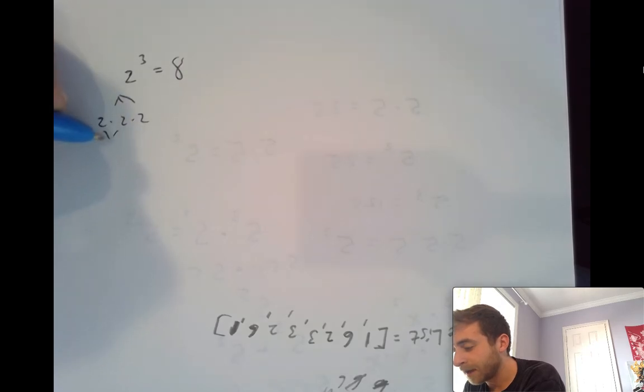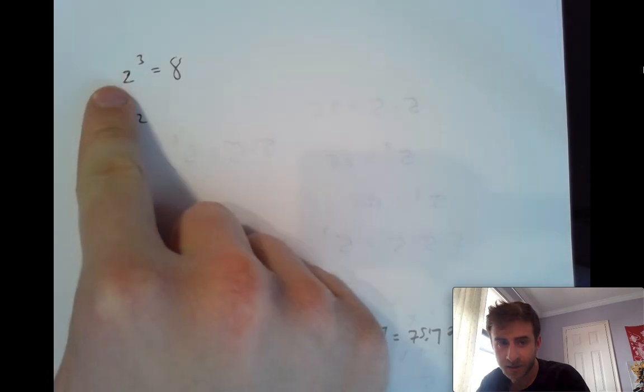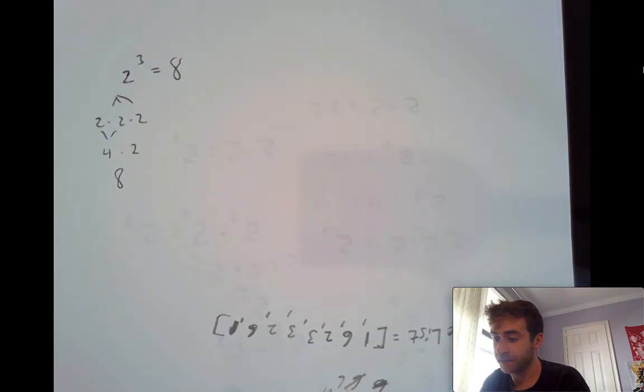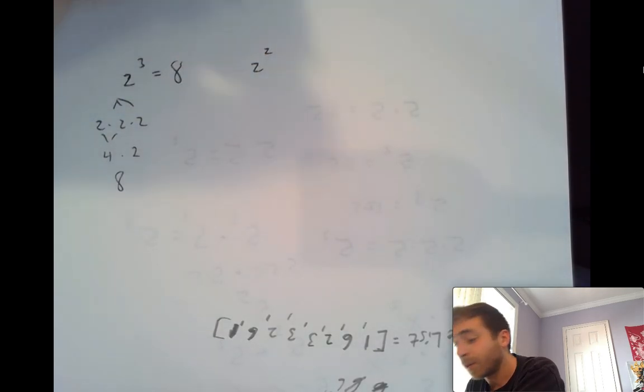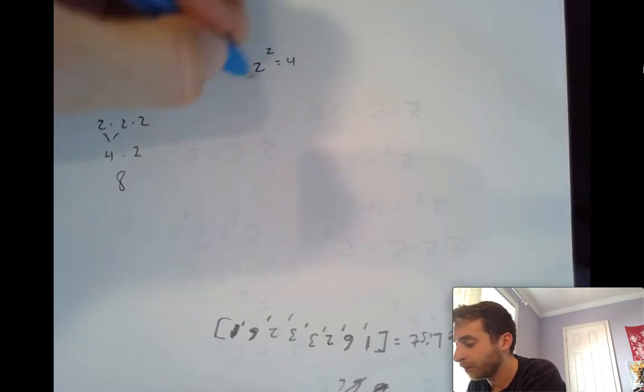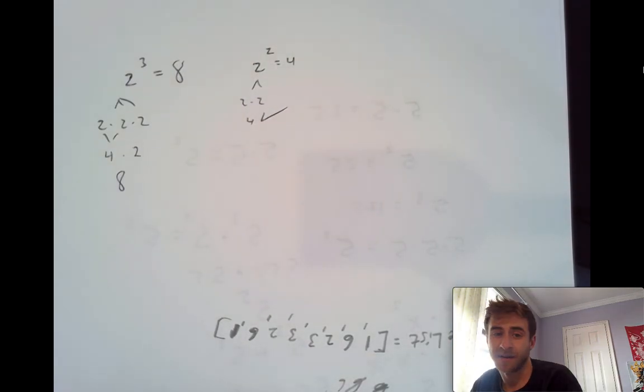2 times 2 is going to get me 4. 4 times 2 is going to get me 8. That is why 2 to the power of 3 gets 8. Awesome. If I say 2 squared, you should know that that's 4. But again, you can break this down to 2 times 2, which is 4. Yeah, that checks out.